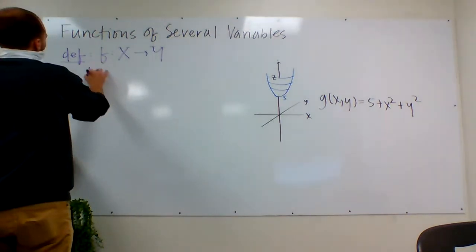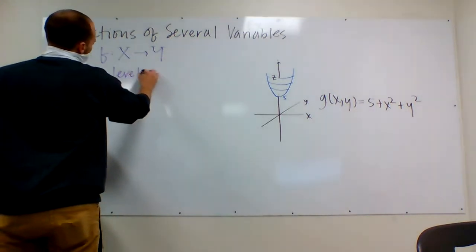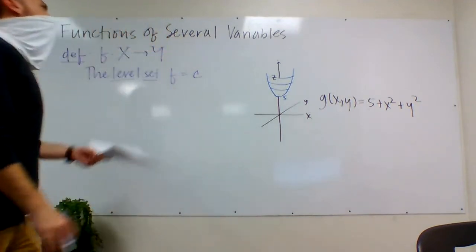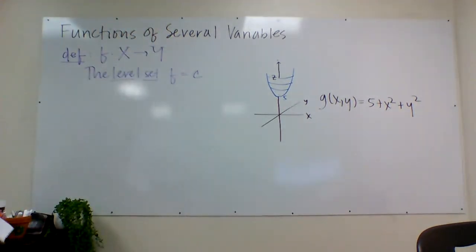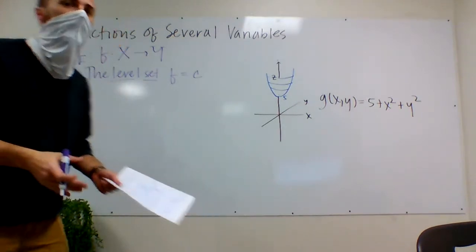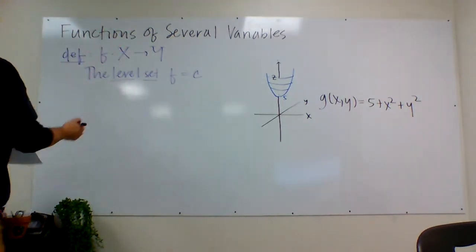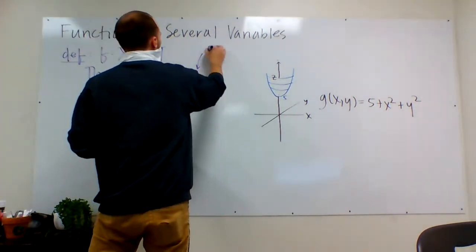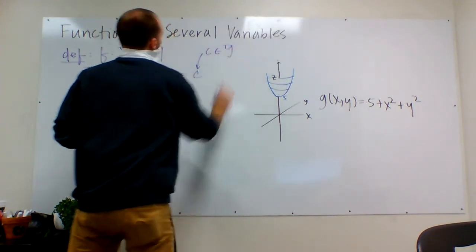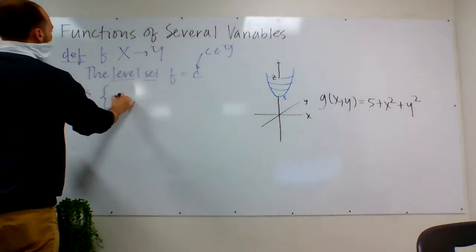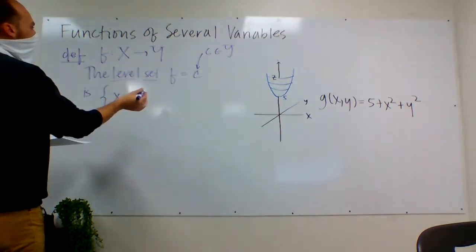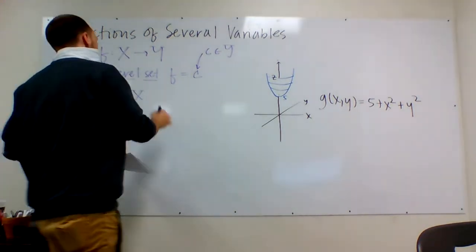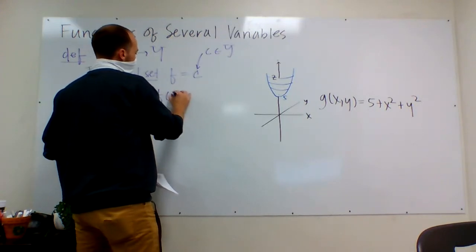The level set f equals c, where c is some element of y. It could be a vector, it could be a number. For this point in the class, obviously, it's going to be a number, right? But the level set f equals c is the set of all x's in the domain, maybe vector, maybe not, for which f of x equals c.